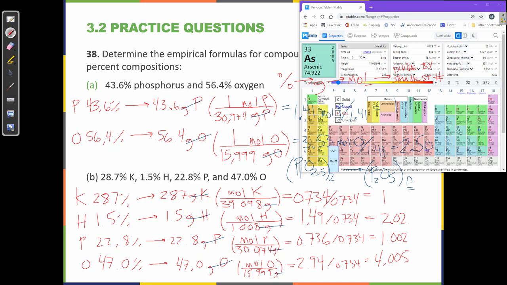So even though these aren't exactly whole numbers, they're pretty darn close. So we can assume that the formula is 1 potassium, 2 H's, 1 phosphorus, and 4 oxygens. So this would appear to be the empirical formula. And remember, the empirical formula is not the molecular formula, because we have to solve for N. And we don't have enough information to solve for N on this one yet.